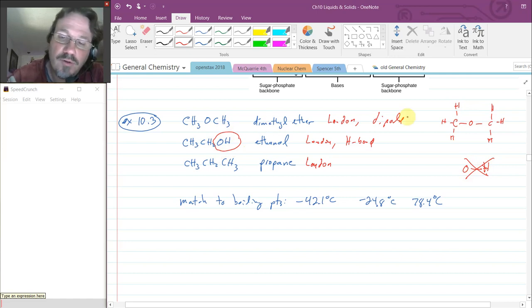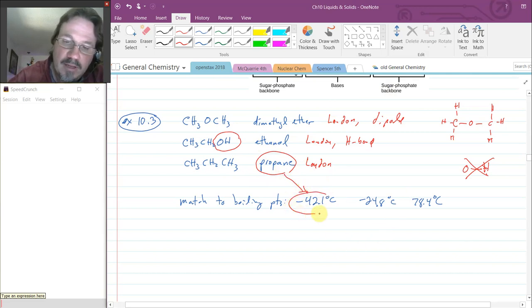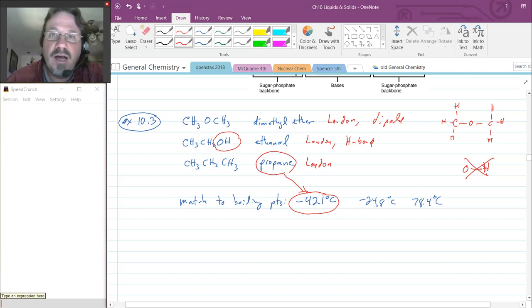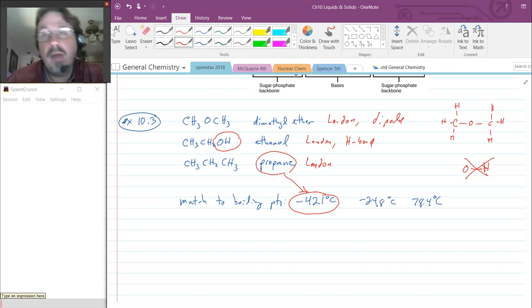All right, so I look at the forces that are involved, and I think it's pretty clear that this one with only London forces doesn't hold together very strongly. So it's going to have the lowest. And so my propane is going to be the lowest one, the negative 42.1 degrees Celsius. You don't have to get it very hot to get that thing to boil. And if you think about it, propane is a gas at room temperature. You get your propane tanks for your barbecue grill, that's a gas coming out there.